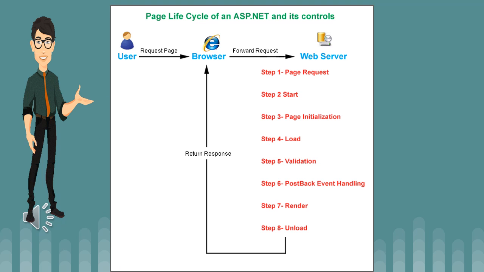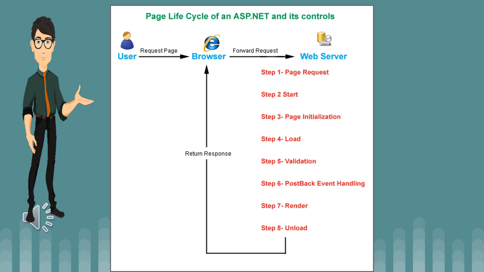The life cycle starts when a user requests a web page through his/her browser. The web server then processes the page through a sequence of steps before response is sent back to the user's browser. The steps are as: page request, start, page initialization, load, validation, post-back event handling, render, unload. The below figure shows the page lifecycle of an ASP.NET and its controls.